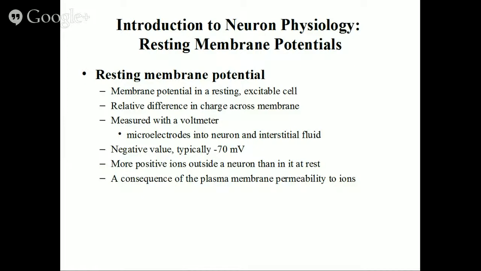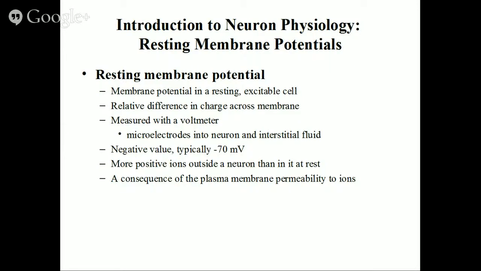A consequence of the plasma membrane permeability to ions. Now, what is that saying? Basically, when the neuron is doing nothing, when we don't have ions going back and forth, that's when we say that the membrane is at rest. It's a resting membrane potential. Resting membrane potential is the measure of charge on the neuron cell membrane when we don't have a whole lot of ions going in and out of the cell. So are there ions going in and out of the cell? Yes, very little. They're passing through what we call leak channels or leak gates.